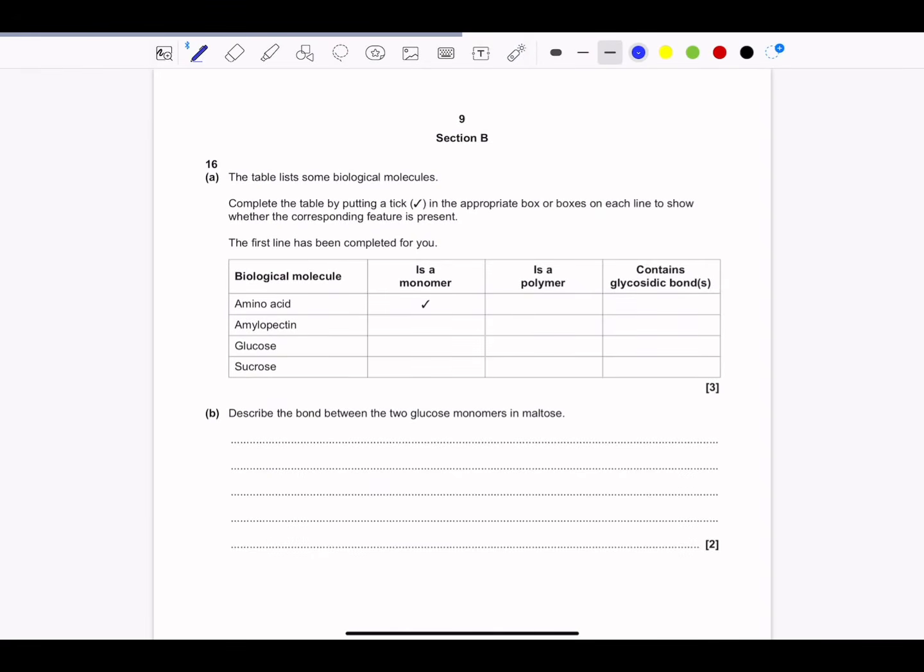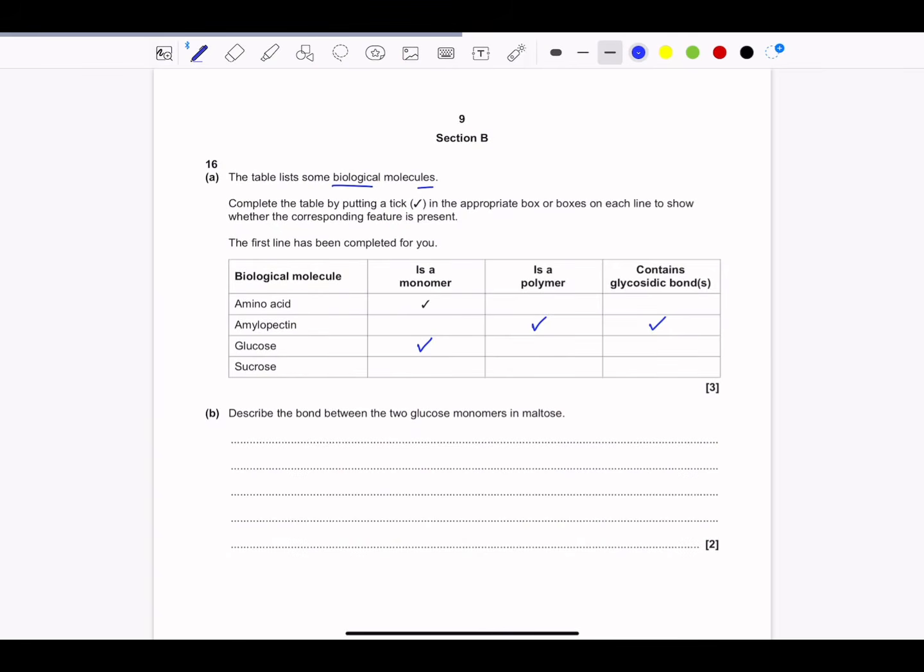Section B, question 16, shows a table with some biological molecules. Complete the table by putting a tick in the appropriate box or boxes on each line to show whether the corresponding feature is present. The first line has been completed for you. So the next thing is amylopectin, which is a polymer made up of glucose monomers, and it does contain glycosidic bonds. Glucose is just a monomer, so no glycosidic bonds.